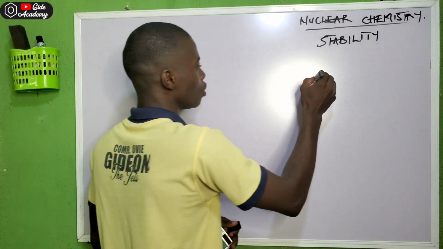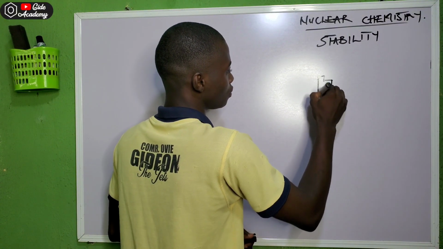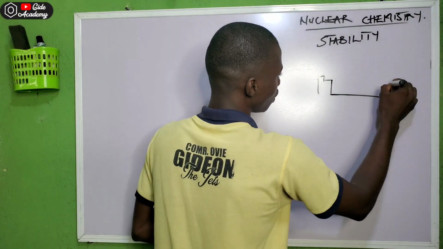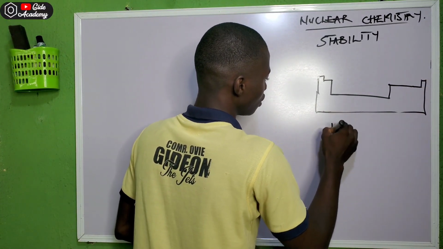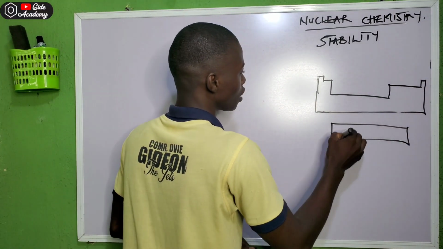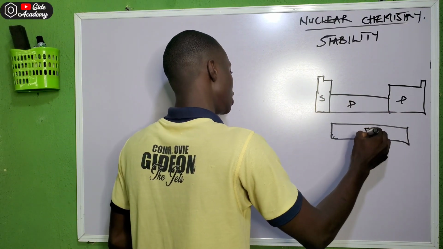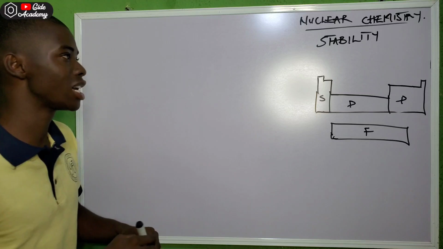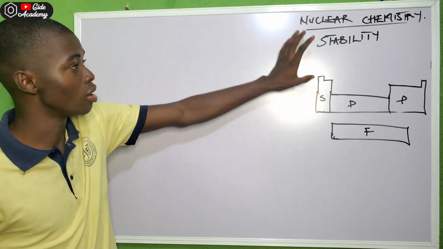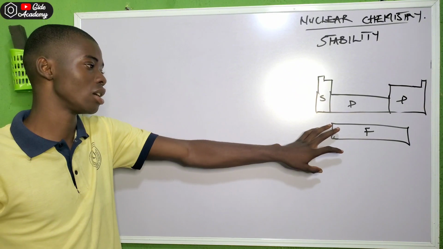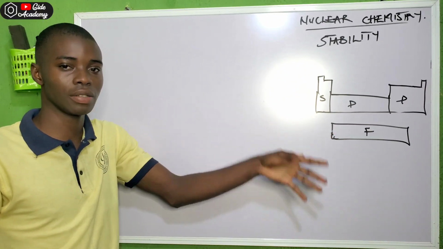This is how our periodic table looks. We have the S block, here is the P, here is the D, and this is the F block. The F block is where most of our transition elements lie, where most of our radioactive elements lie, talking about the lanthanide and the actinide, the rare earth elements and the artificial elements.